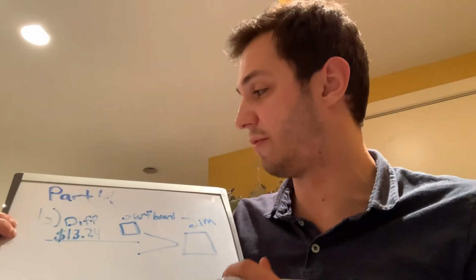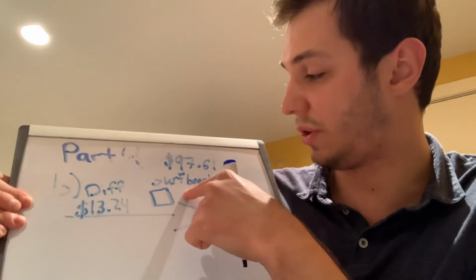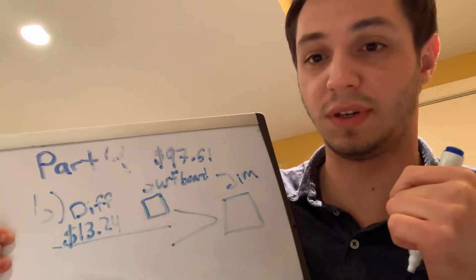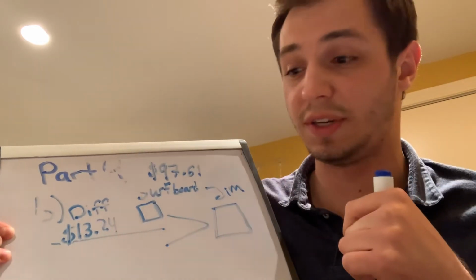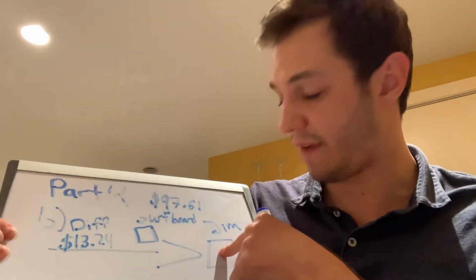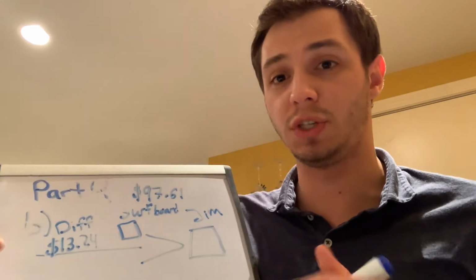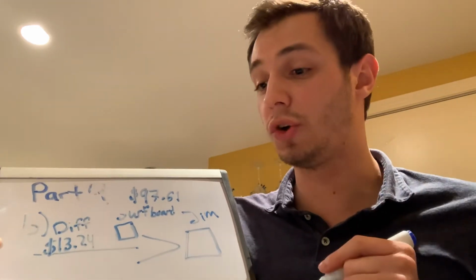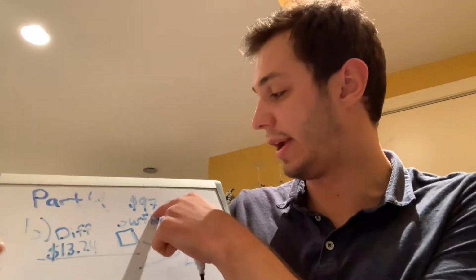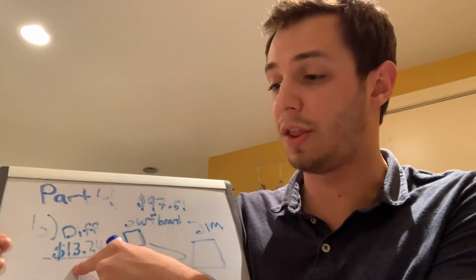We know the price of the surfboard, which is given in the picture in your textbook, as $97.61. So the surfboard is our little number. It costs $97.61. Our difference number is $13.24. And now we have to find the big number at the end of the arrow. When you have to find the big number, are you going to add or subtract? Correct, you're going to add the numbers. So I'm going to add $97.61 and I'm going to add $13.24. So let me write that out.